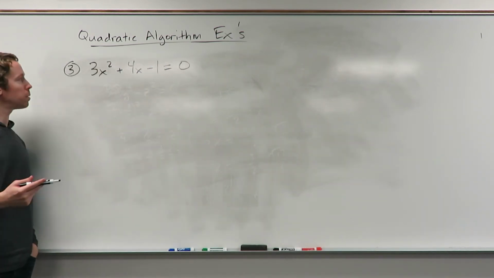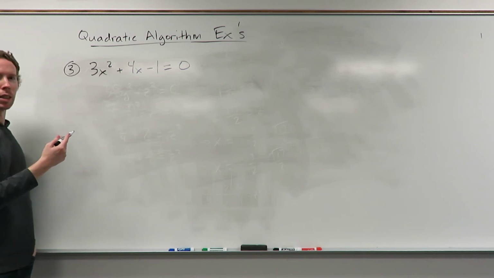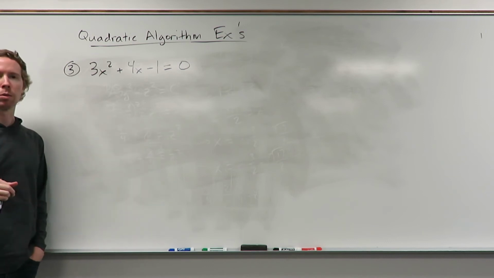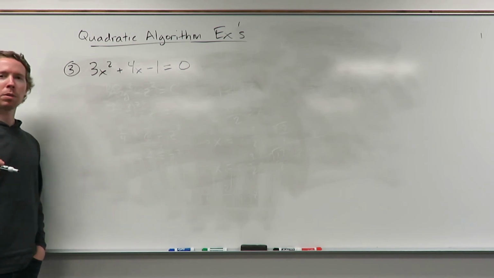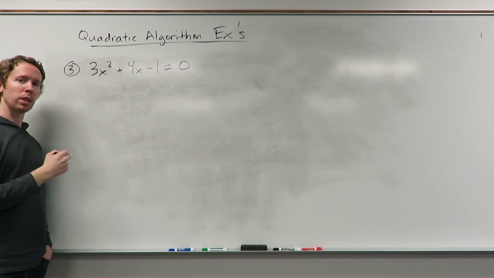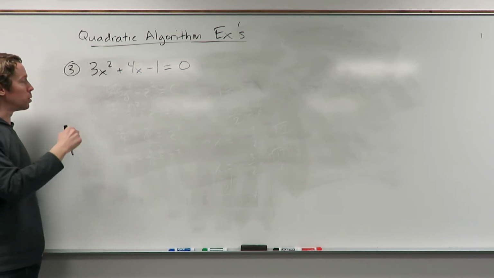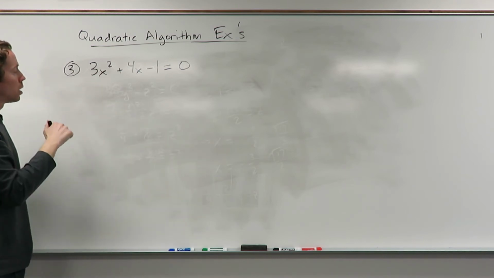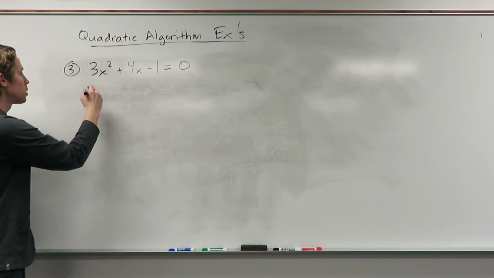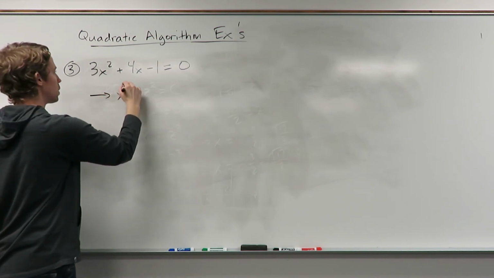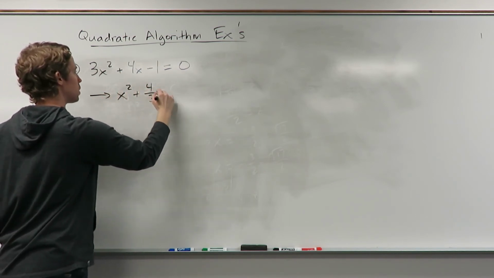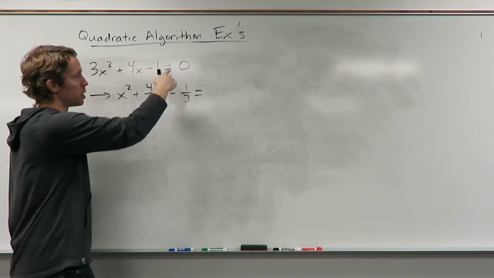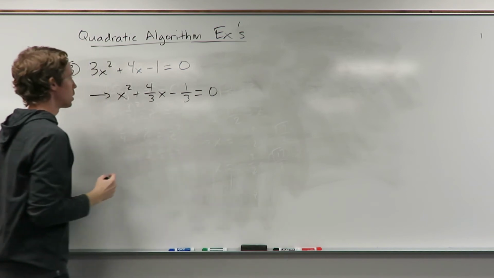Third example I want to look at is one like this. I just wanted to give you an example of one where we've got a number out in front that still has relatively simple numbers. So remember, the first step in the algorithm, even though we didn't need to use it in the last two problems, is to get rid of this leading coefficient, the number in front of the x squared. So I'm going to divide everything by 3 here. Both sides of the equation, but 0 divided by 3 is still 0.